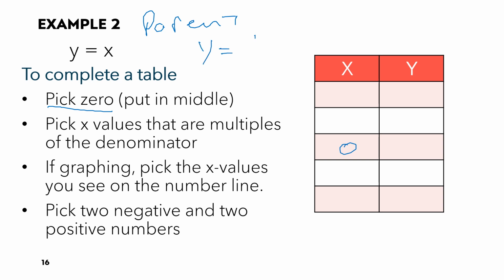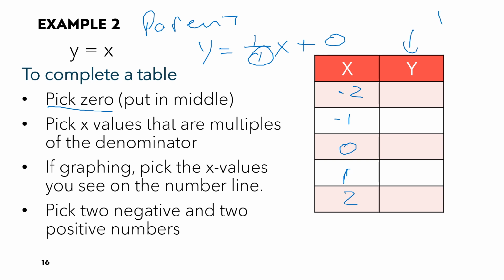And I'm going to write this out as 1/1x plus 0. Well, I need multiples of 1. So -1 is a multiple of 1, and -2 is a multiple of 1. Now I want to pick the opposites for down here, 1 and 2. And you're going to complete your y's.